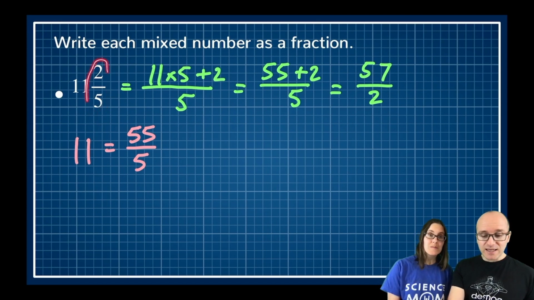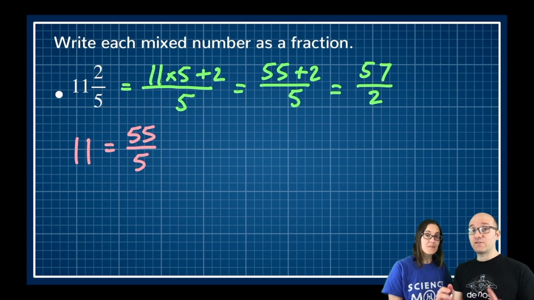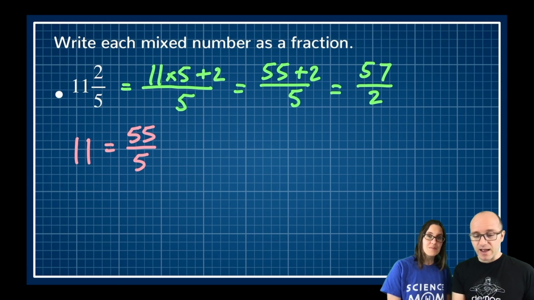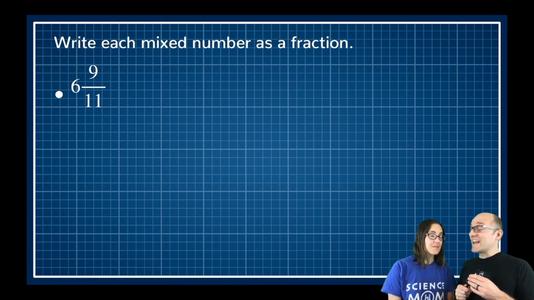Ooh. So altogether, how many fifths do we have? If we had 55 fifths and 2 fifths, 57 fifths. We have a total of 57 fifths. And that's what's going on here. That's what was accomplished by this algorithm here. All right, 6 and 9/11.